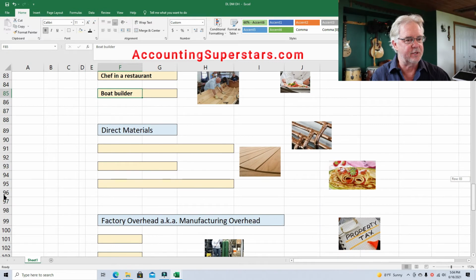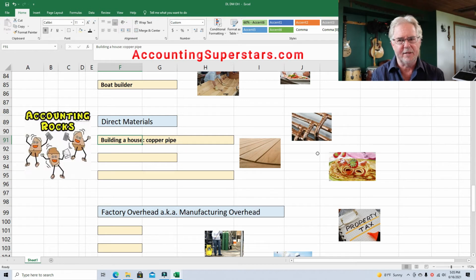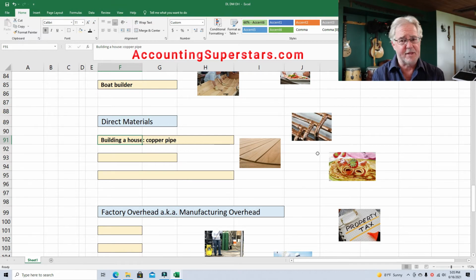How about direct materials? Here's the first example, copper pipes. So building a house, copper pipes, those are direct materials. They're going to become part of the house, and also they're expensive. Management wants that tracked. I think copper right now, it could be $4 a pound or something, which may not sound like a lot, but it's a lot of money. I don't know, it might even be higher than that right now. So copper pipes cost a lot.